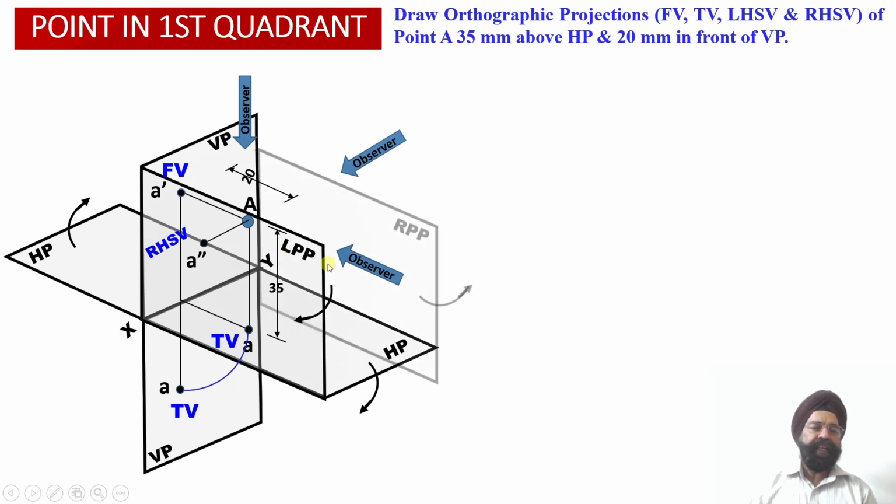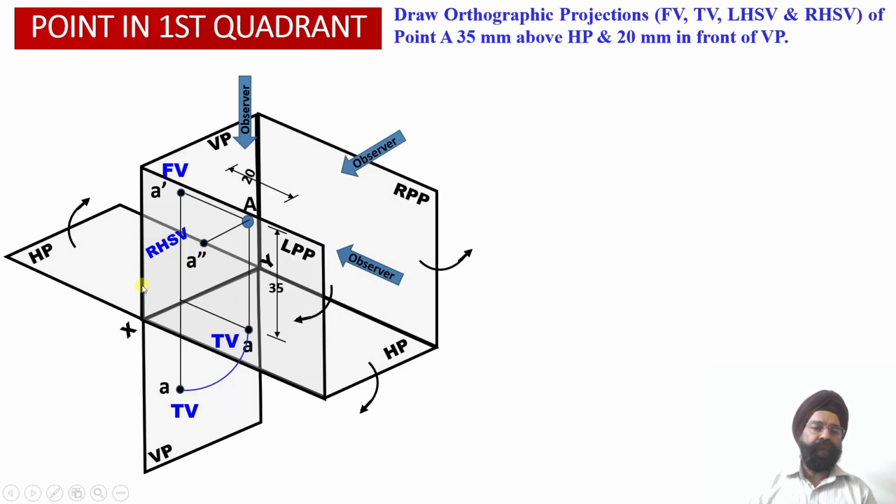Similarly, as the observer is going to look at this object from the left hand side orientation, we will now have the observer, the object, that is the point, and the right side profile plane over here, onto which the left hand side view projection will be obtained as A double dash onto the right profile plane. Once again, it will be obtained at a distance of 35 millimeter above the horizontal plane and 20 millimeter in front of the vertical plane.